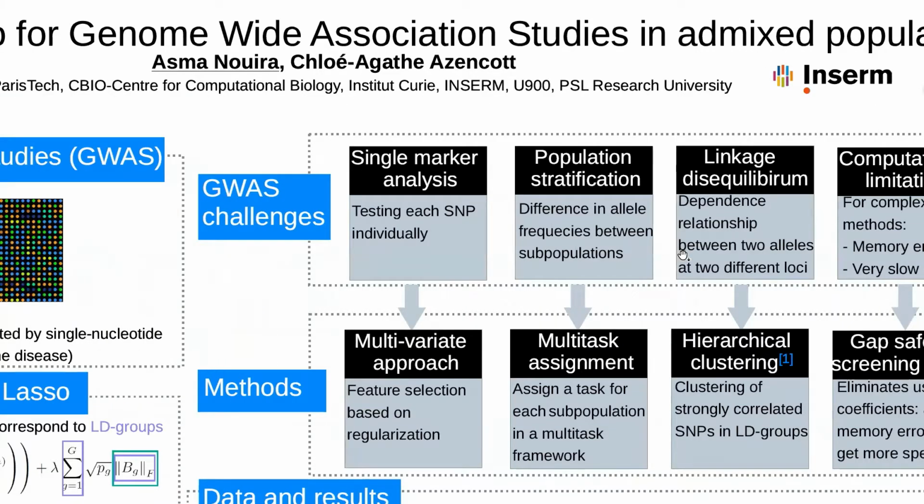When we do GWAS, we find many problems and challenges. Let's start first by presenting single marker analysis, where we consider only the effect of each SNP separately. This is why we decided to move to a multivariate approach based on machine learning techniques, more precisely feature selection based on regularization terms, such as Lasso, which presents an L1 norm, and Group Lasso, which presents an L1, L2 norm.